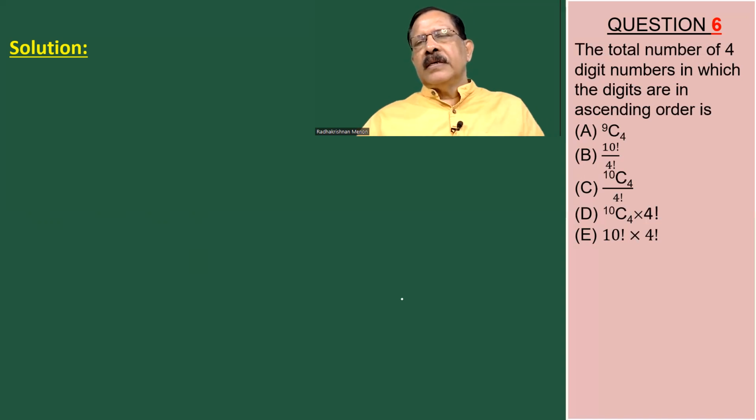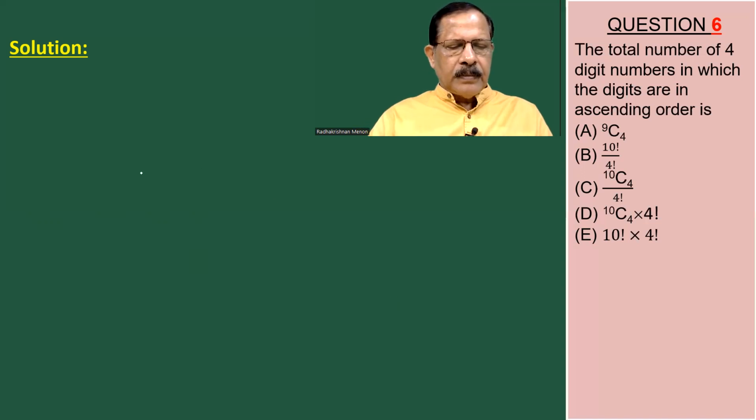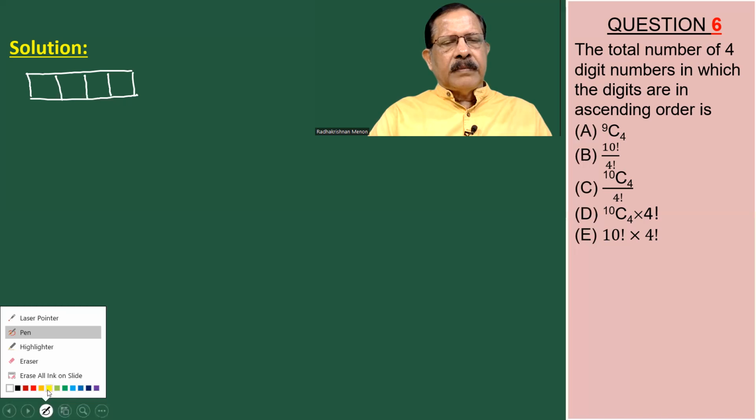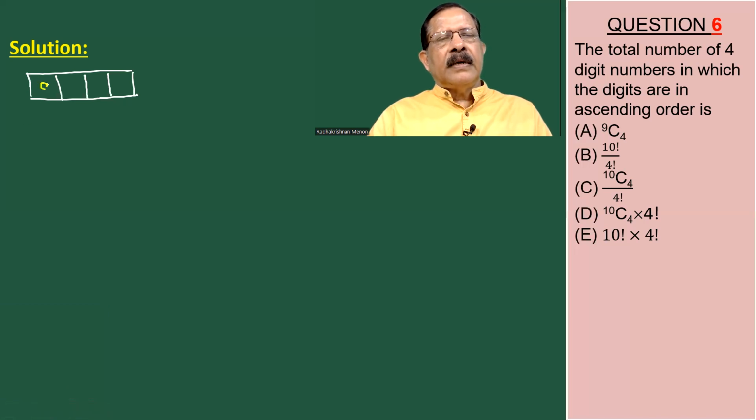Total number of 4-digit numbers in such a way that they are in ascending order. So let us allocate numbers. As usual, we allocate boxes. Okay, A, B, C, D. The numbers let be A, B, C, D. The condition, ascending order. That means A less than B, less than C, less than D.